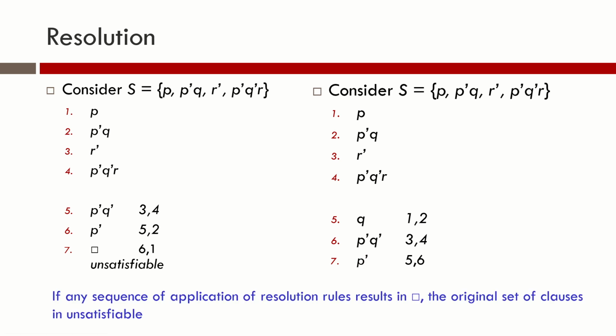So when we perform resolution, we will have to go through any sequence of application of the resolution rule. If it results in an empty clause, then the original set of clauses is unsatisfiable. So you will have to check every sequence of application until you get an empty clause. If you get an empty clause in the first try itself, you can say that it is unsatisfiable. Otherwise you will have to try all other sequences and check whether you get an empty clause.